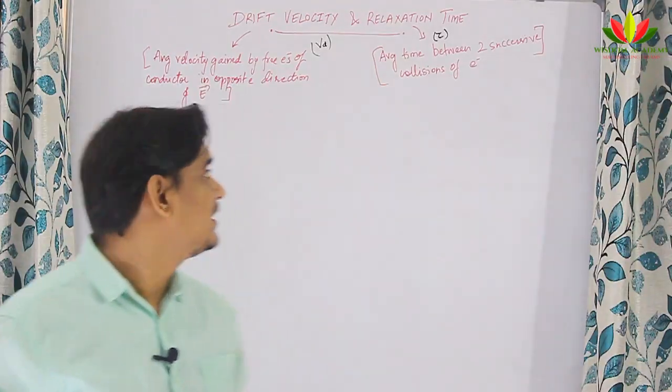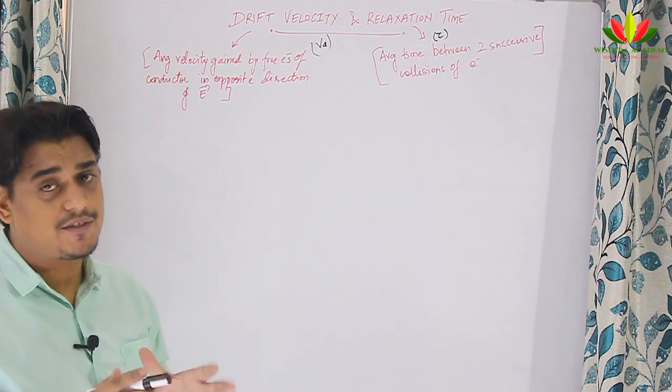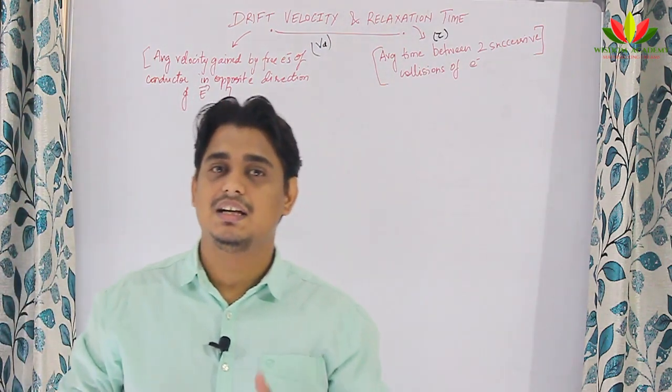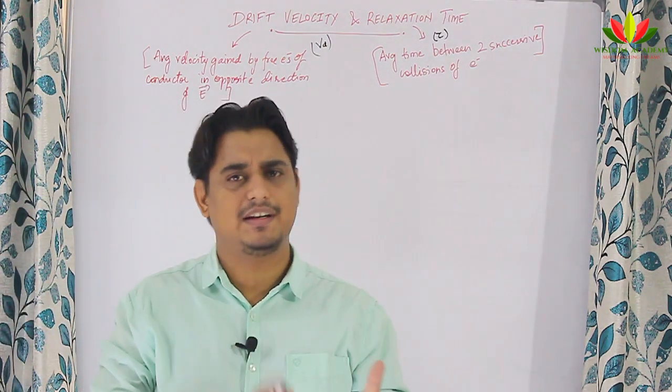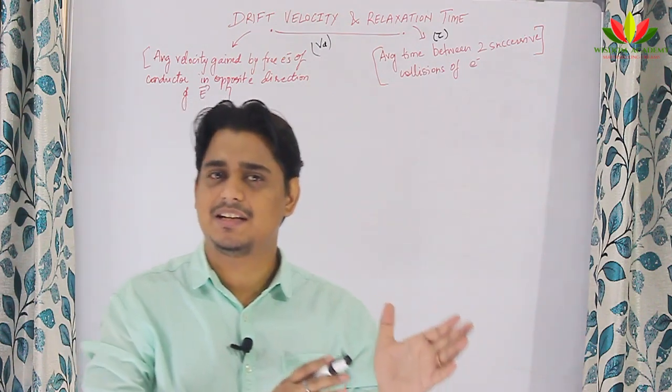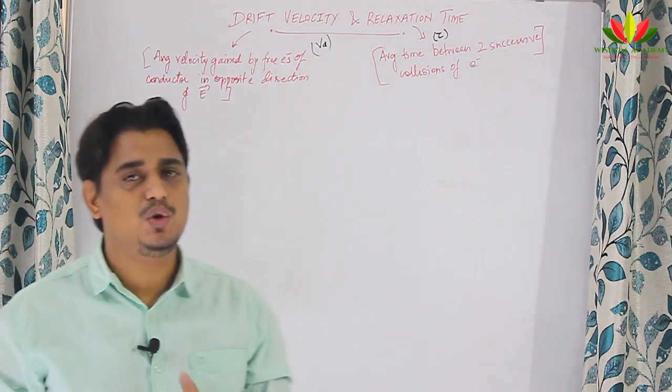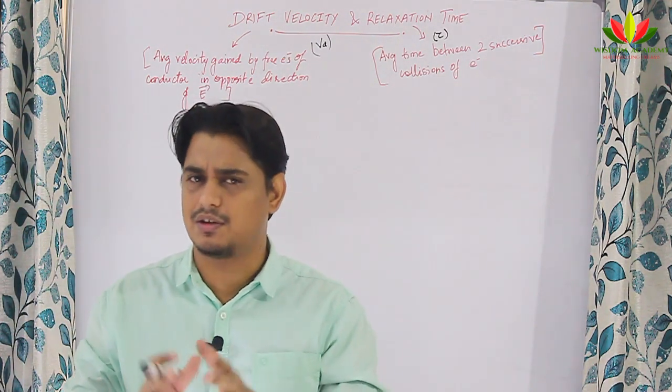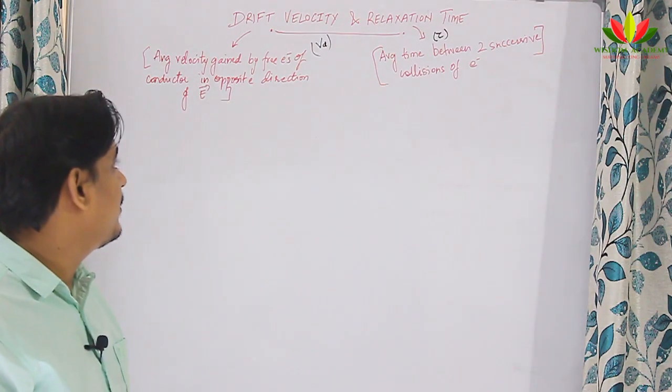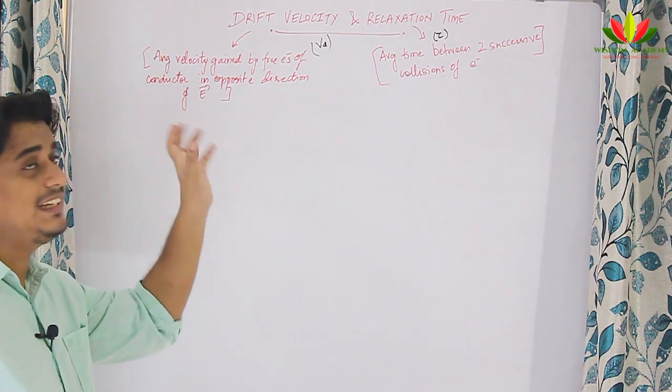So we have understood that drift velocity is the average velocity gained by the free electrons in the direction opposite to the direction of the electric field, right? And what is relaxation time? It is the average time between two successive collisions of an electron. Now let us try to derive a relationship between drift velocity and current.